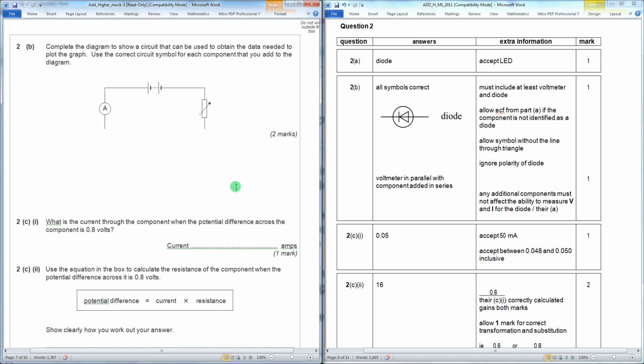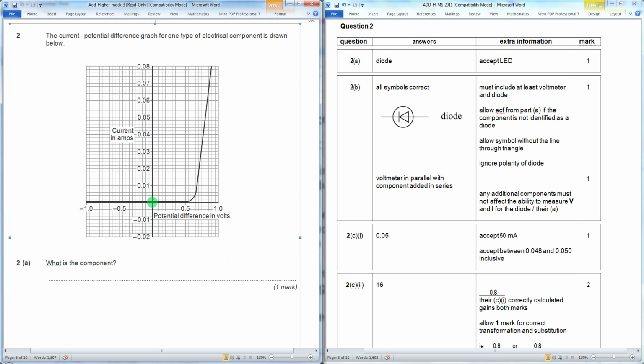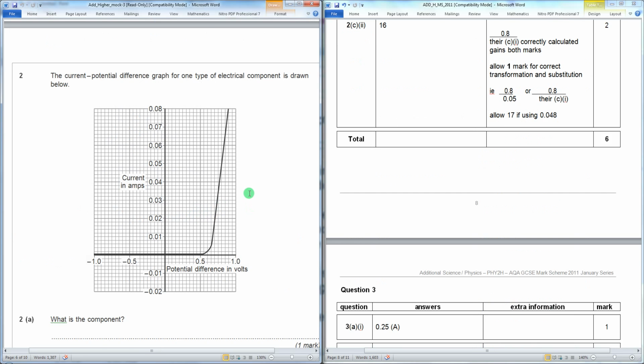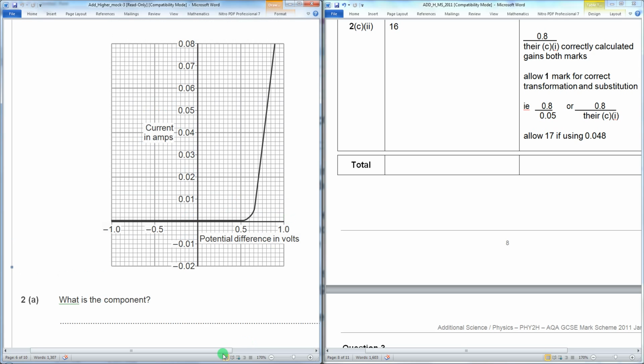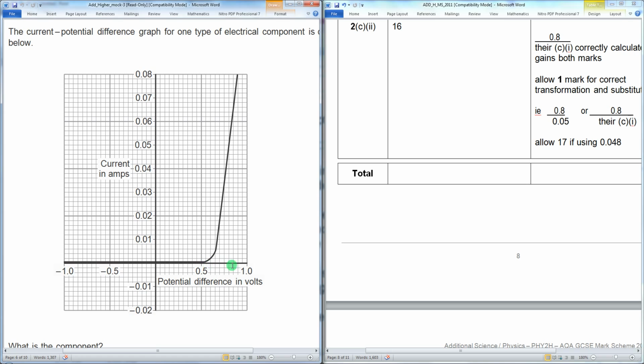2C part 1. What is the current through the component when the potential difference across the component is 0.8 volts? For that we need to go back to our graph and look on our potential difference axis, and we need to find 0.8. One thing that goes wrong a lot when reading off graphs is assuming what the scale is without really checking. If we zoom in to the graph, you can see that there are 10 squares between 0.5 and 1.0. That means each 2 squares is going to be 0.1. So here is 0.6, 0.7, and 0.8 is here.